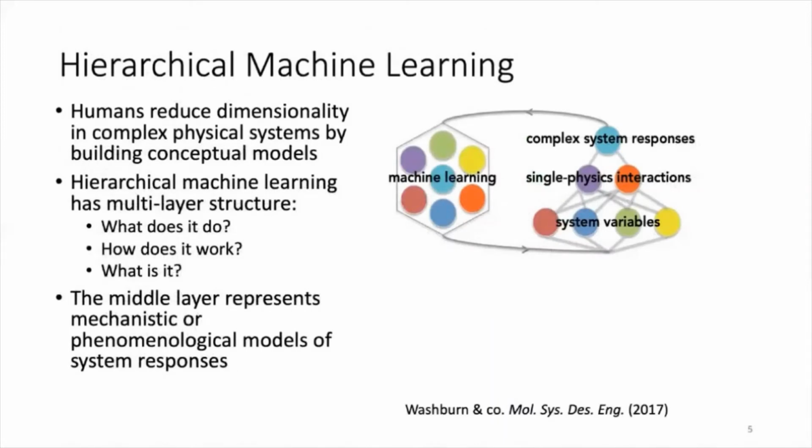So the example of the algorithm that we developed is shown here. We call it hierarchical machine learning. And really, you could think about it as three layers. At the bottom are our system variables, our input variables, our X's. At the top, we've got our system responses. But in the middle, this is where we embed what we called in this work single physics interaction, but really is answering the question, how does it work?